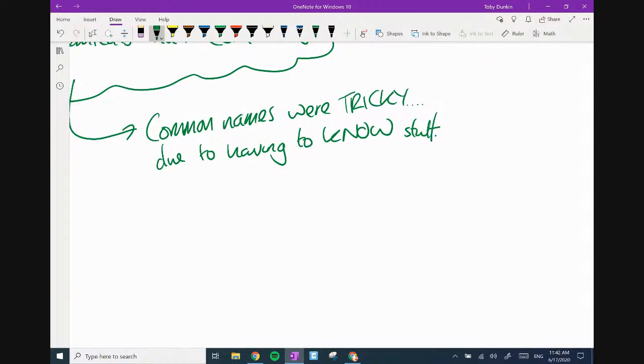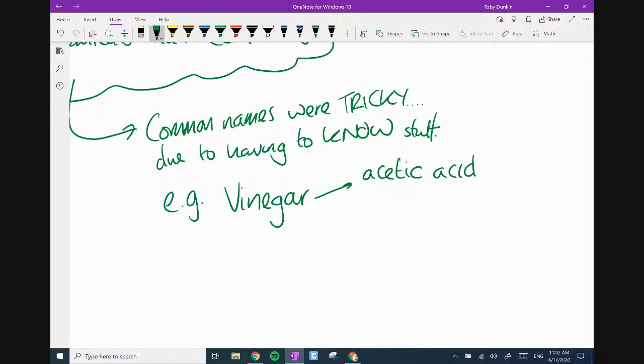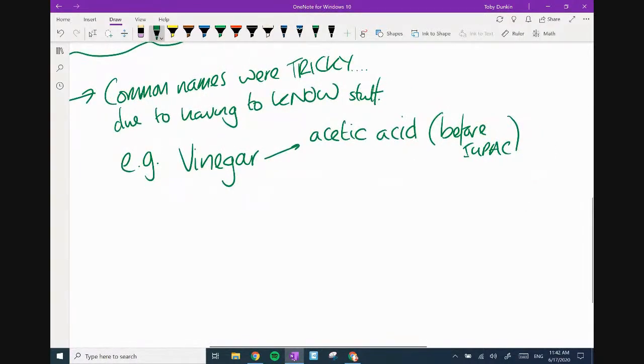To give you a really good example, e.g., vinegar. Now, vinegar is a common name. Of course, vinegar is not very posh. So before IUPAC, it was called acetic acid, and after IUPAC, it became ethanoic acid.